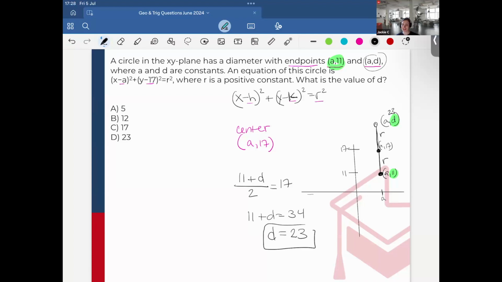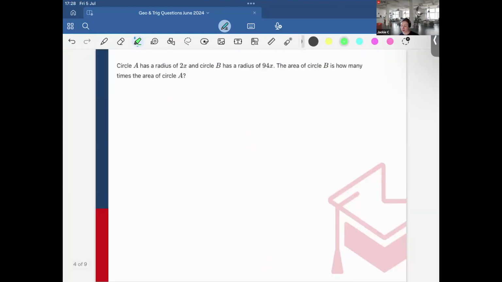Isn't that amazing? So just remember for this one that the center of a circle is always going to be the midpoint of the endpoints of the diameter. So in this case, our diameter had endpoints d and 11. Those are the two endpoints. So I know the center will be the midpoint, which is why I use this equation. Okay, amazing. Let's continue our journey.